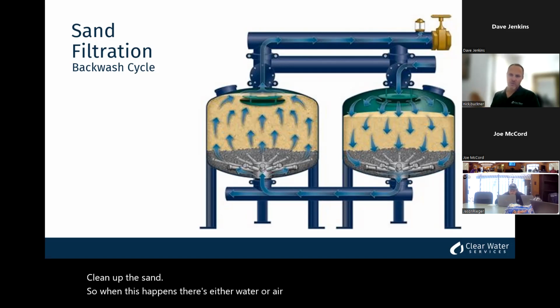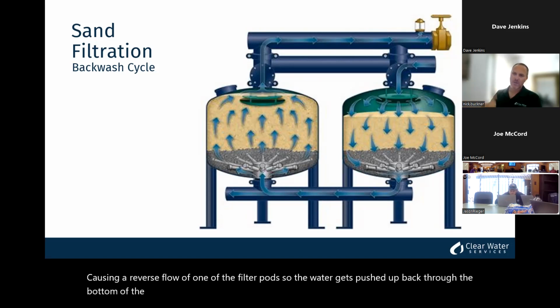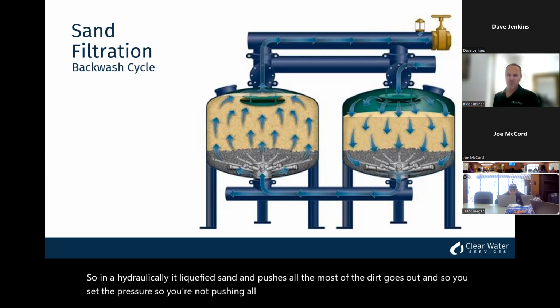So when this happens, there's either water or air pressure. It opens a three-way valve, causing a reverse flow of one of the filter pods. So the water gets pushed up back through the bottom of the sand bed, and it hydraulically liquefies the sand and pushes most of the dirt out. So you set the pressure so you're not pushing all the sand out, because the dirt's going to be lighter than the sand, right?